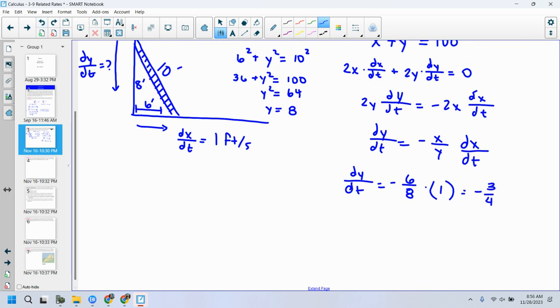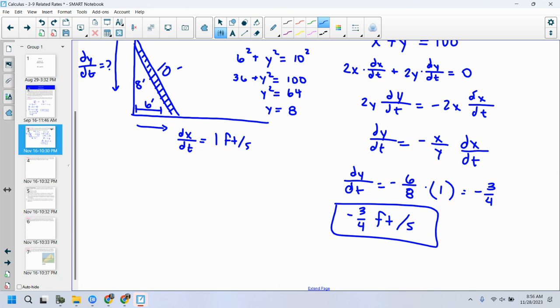Negative 3/4. And what is that negative 3/4? Well, let's go back and look at our feet per second, right? Linear length, going down. It's not feet squared per second. No, it's linear length, feet per second. It's going downward at a rate of 0.75 feet for every 1 second.